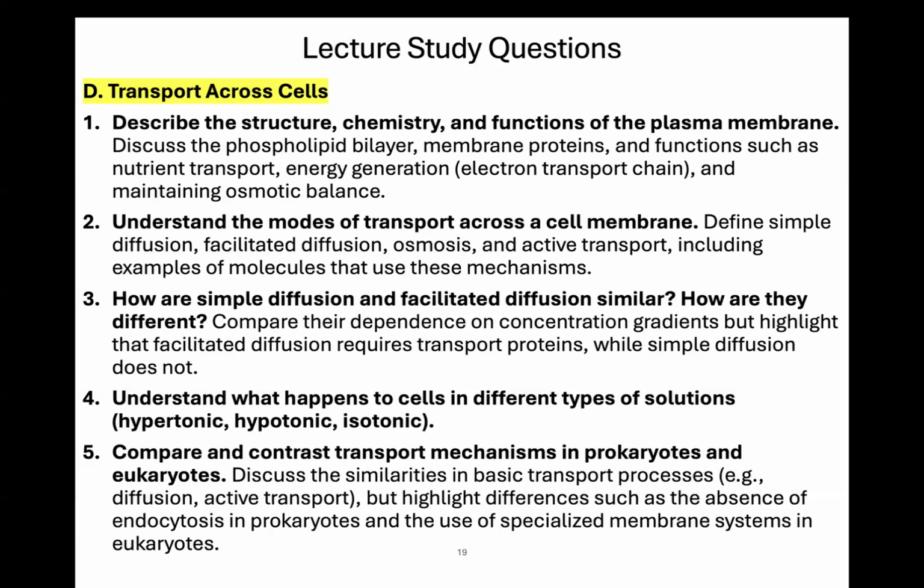We have facilitated diffusion. Facilitated diffusion is also a passive process, but here you require the help of a membrane protein because the molecules going through are either large, polar, or charged. An example of this is glucose. Glucose is too large and polar to pass through the membrane by simple diffusion, so it moves into cells with the help of a glucose transport protein. And it's an example of passive transport because it doesn't require energy.